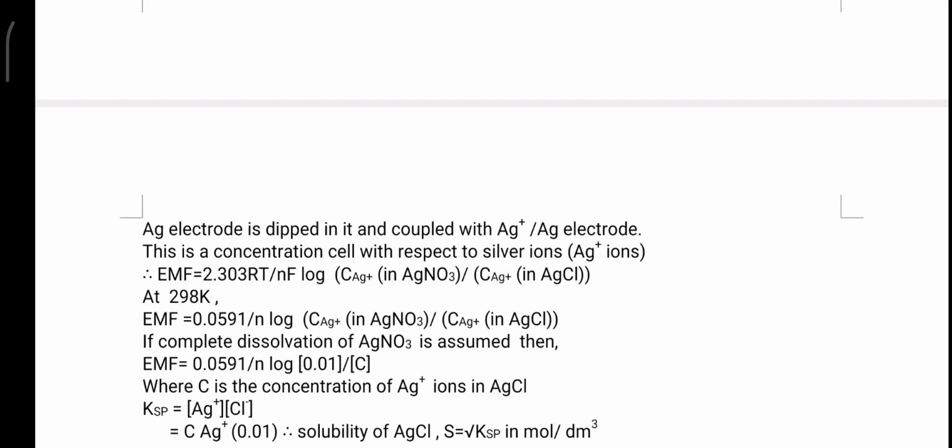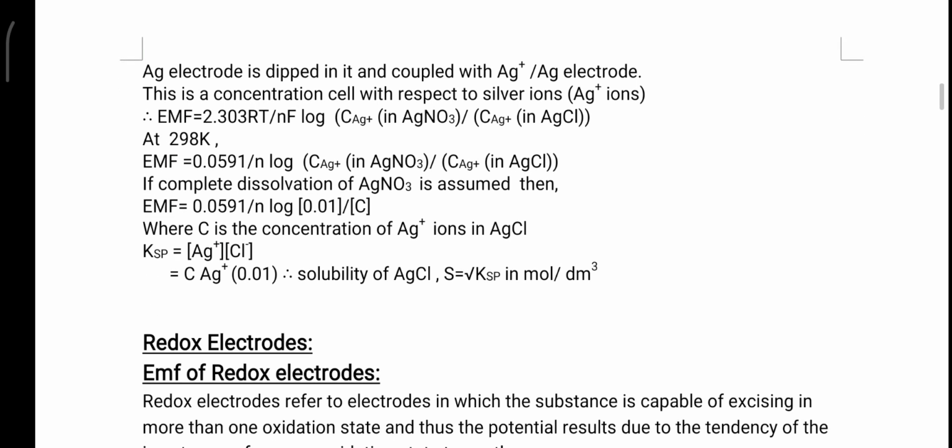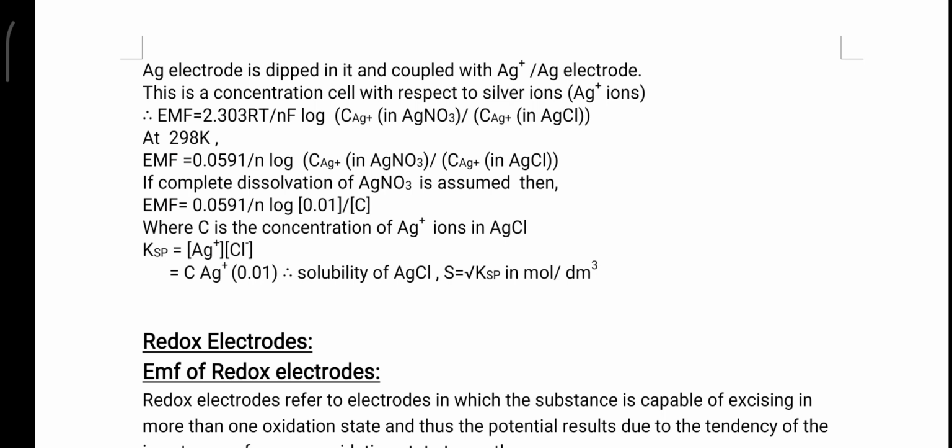Let us assume complete ionization of silver nitrate takes place. Then the value of AgNO3 concentration is 0.01, and the concentration of silver ions in AgCl is C. Then the above equation can be written as EMF equals 0.0591 divided by n log of the silver ion concentration in AgNO3, that is 0.01, divided by the silver ion concentration in silver chloride, C. That C refers to the concentration of silver ion in AgCl.